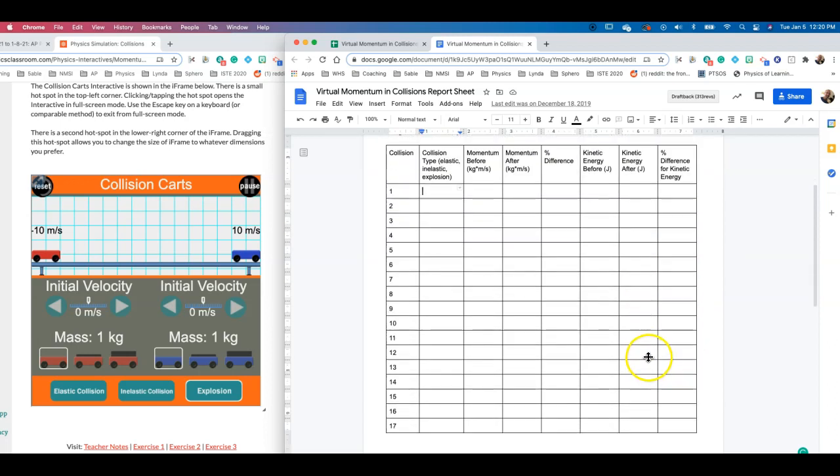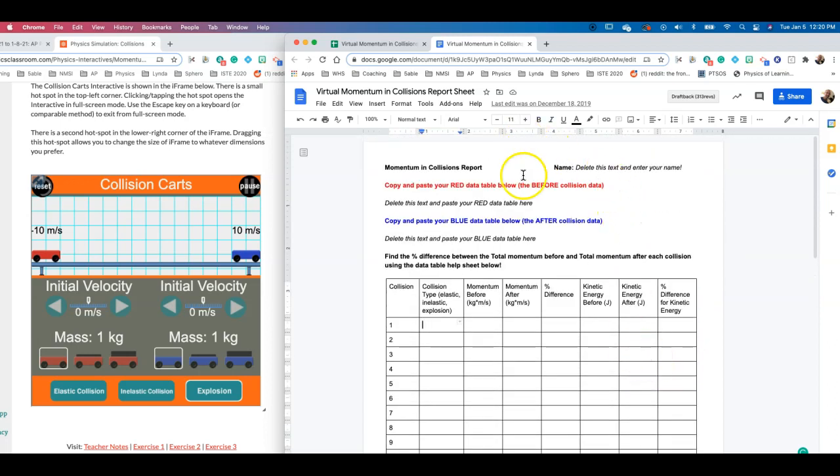So it will take you a little while to do the lab. That's why you don't have much to do other than this, and that is it.